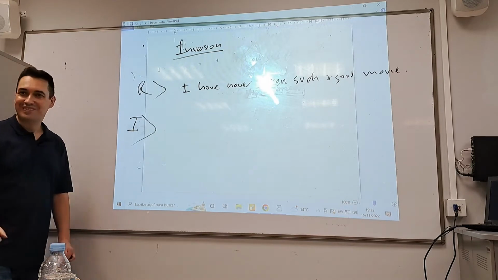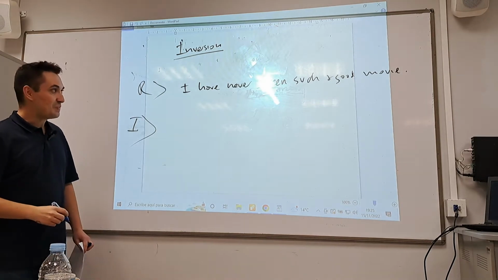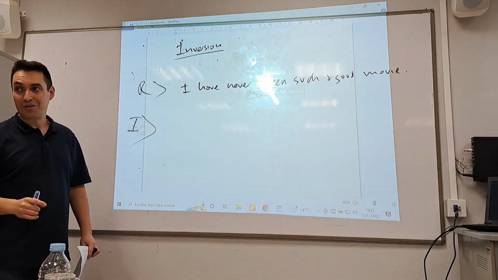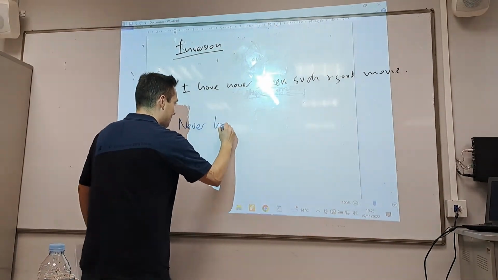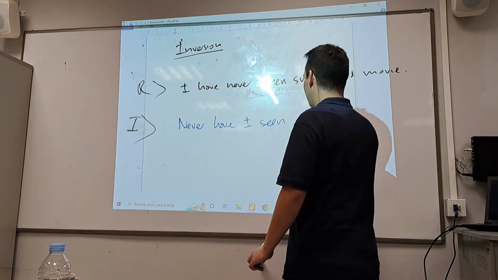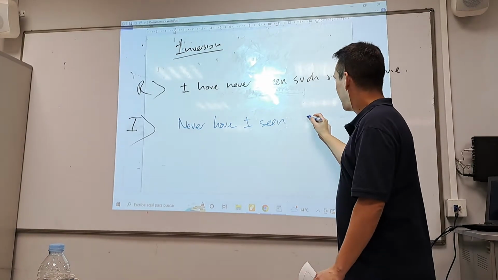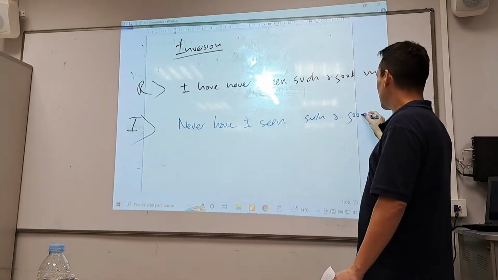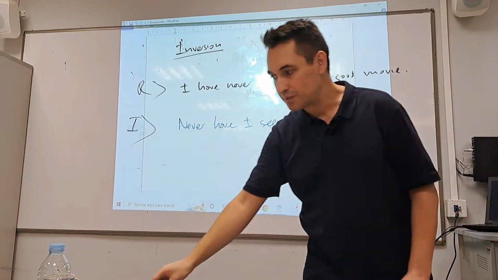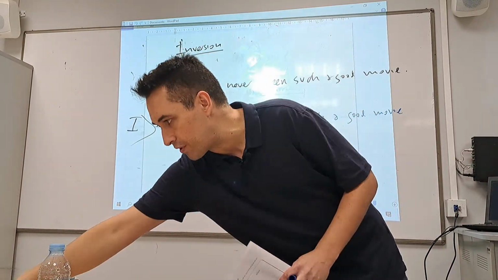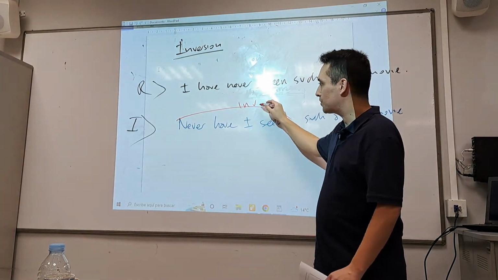What is the inversion? Never before have I seen such a good movie. Never before, that's okay. Without before: never have I seen such a good movie. I'll write down the full sentence. Never have I seen such a good movie. So, where's the inversion here? Where is the grammar change? In which part of the sentence is the inversion? Clearly, it's here: never have I seen. Here, the inversion takes place.